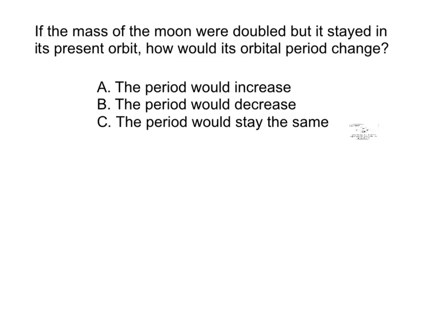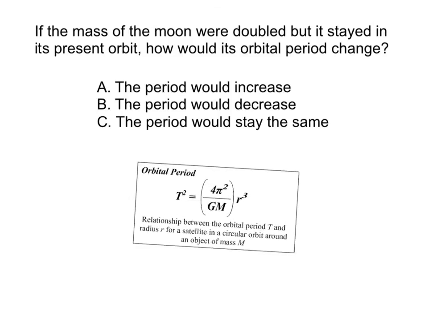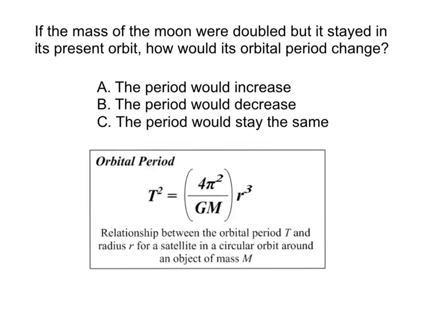Well, we know from our expression for orbital period that the orbital period is in here. There it is. Orbital period depends on the mass of the object being orbited. So if the moon were to be doubled in its mass, it would not affect its orbital period at all, because the mass here is the mass of the Earth, the object being orbited. So the correct answer here would be C. The period would stay the same.